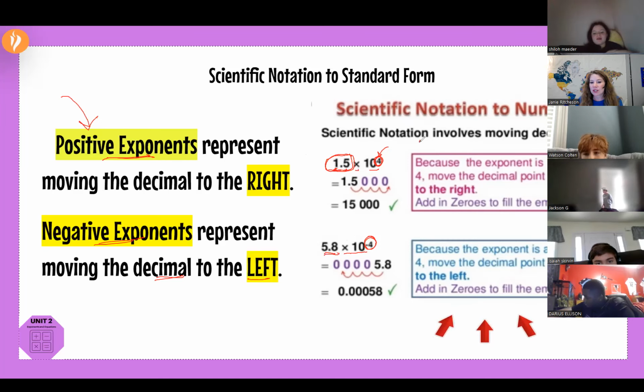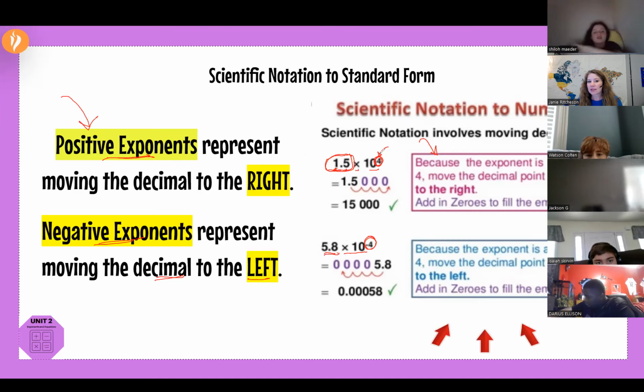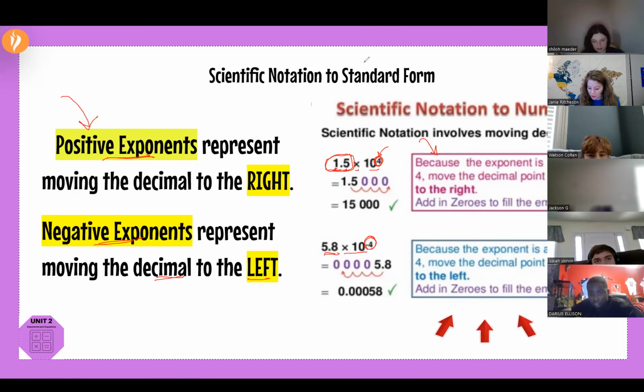All right, so look at these directions right here. It says we're going to start with 1.5. We're going to look at the exponent. It's a positive 4. And that positive 4 tells us we're going to move our decimal place to the right 4 spaces.